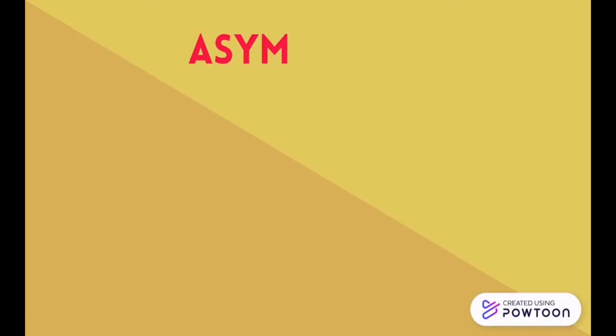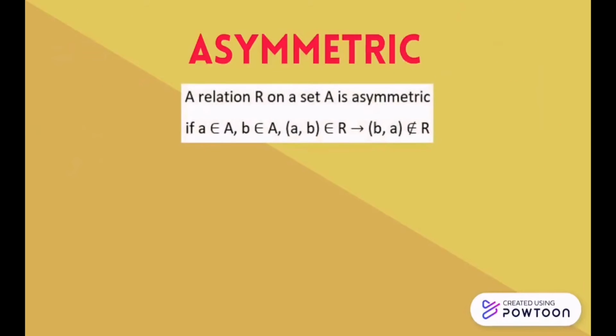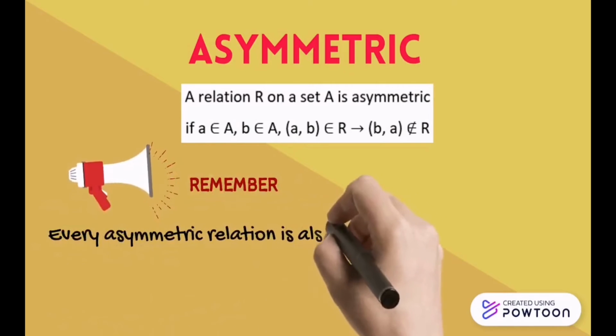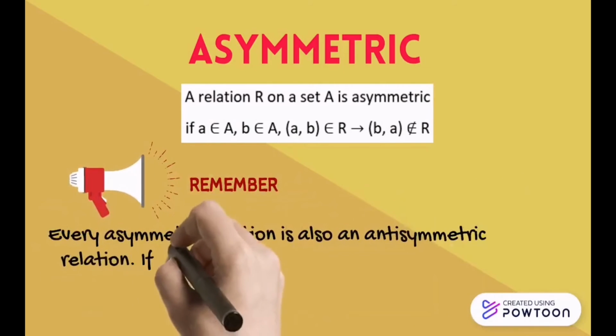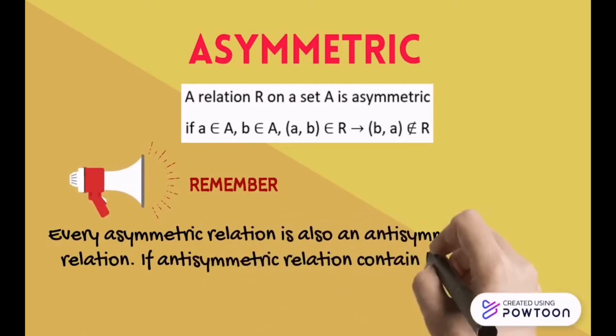Fifth relation is asymmetric, where for all a and b in set A, if a is related to b, then b is not related to a. We need to remember that every asymmetric relation is also an antisymmetric relation, but if it contains (a, a), then it is not an asymmetric relation.